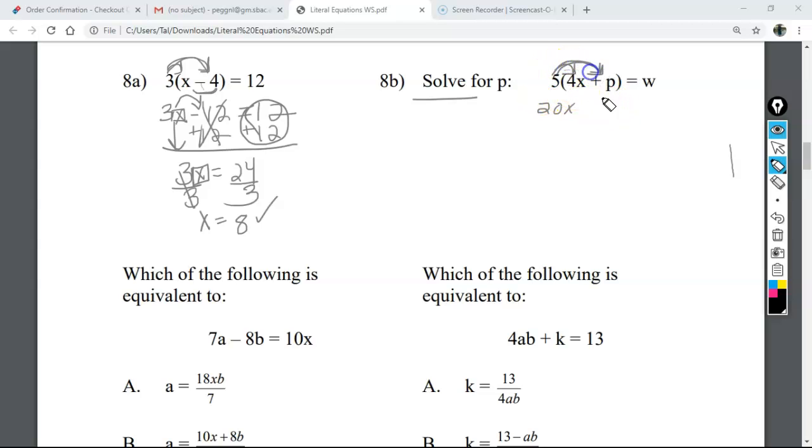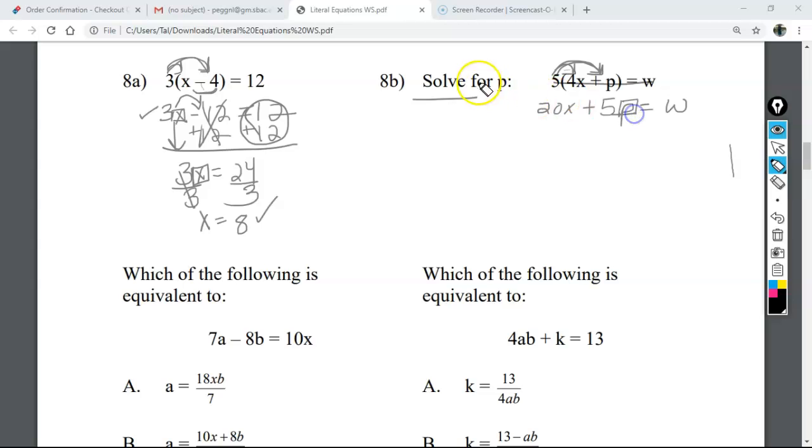The next thing you have here is 5 times p. So 5 times p, you would just stick them together, 5p. 5 times p, that's literally what that says now. Equals w is what we had left. So that step is done. We've done our distributive property. Now we're back to a step like this where we have a 2-step equation left over.